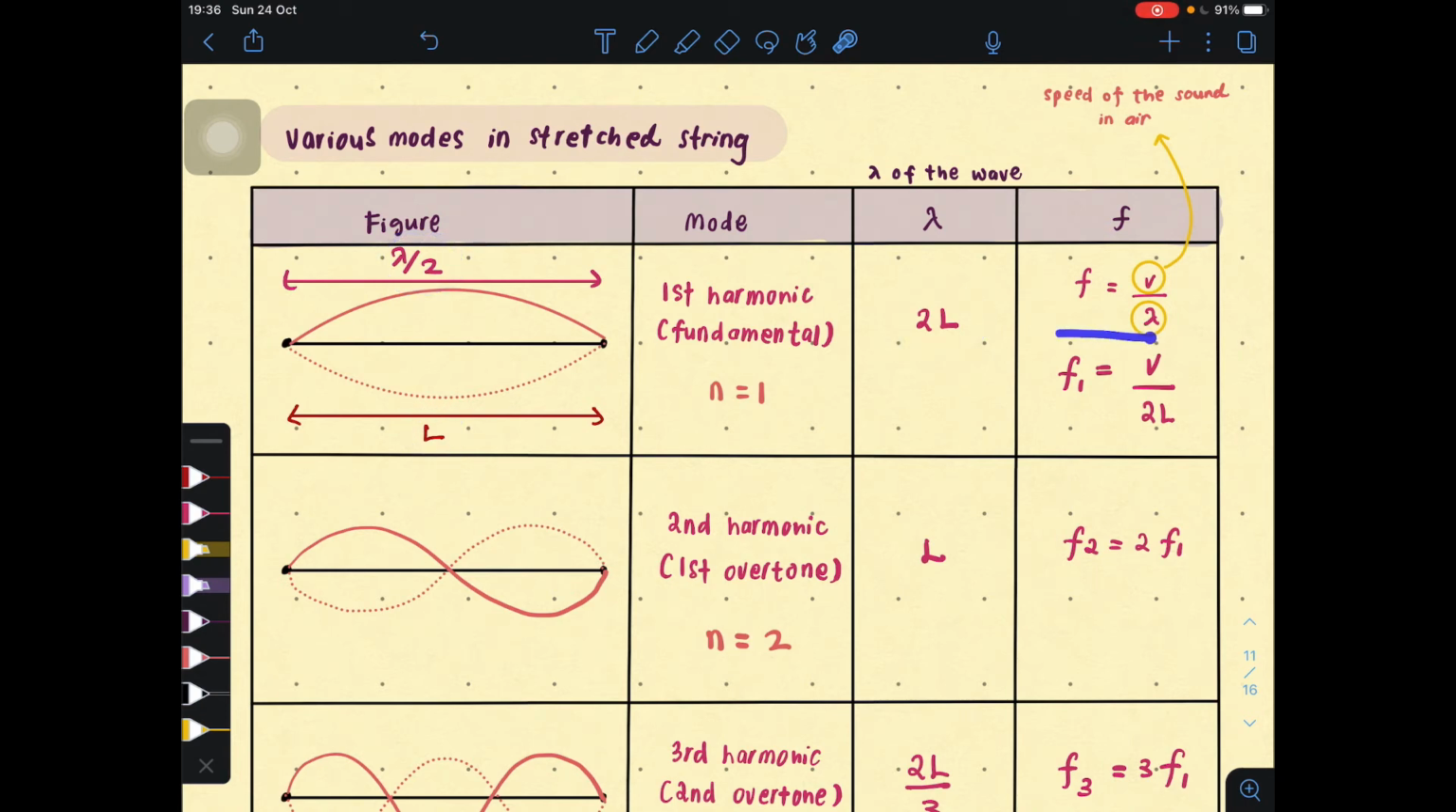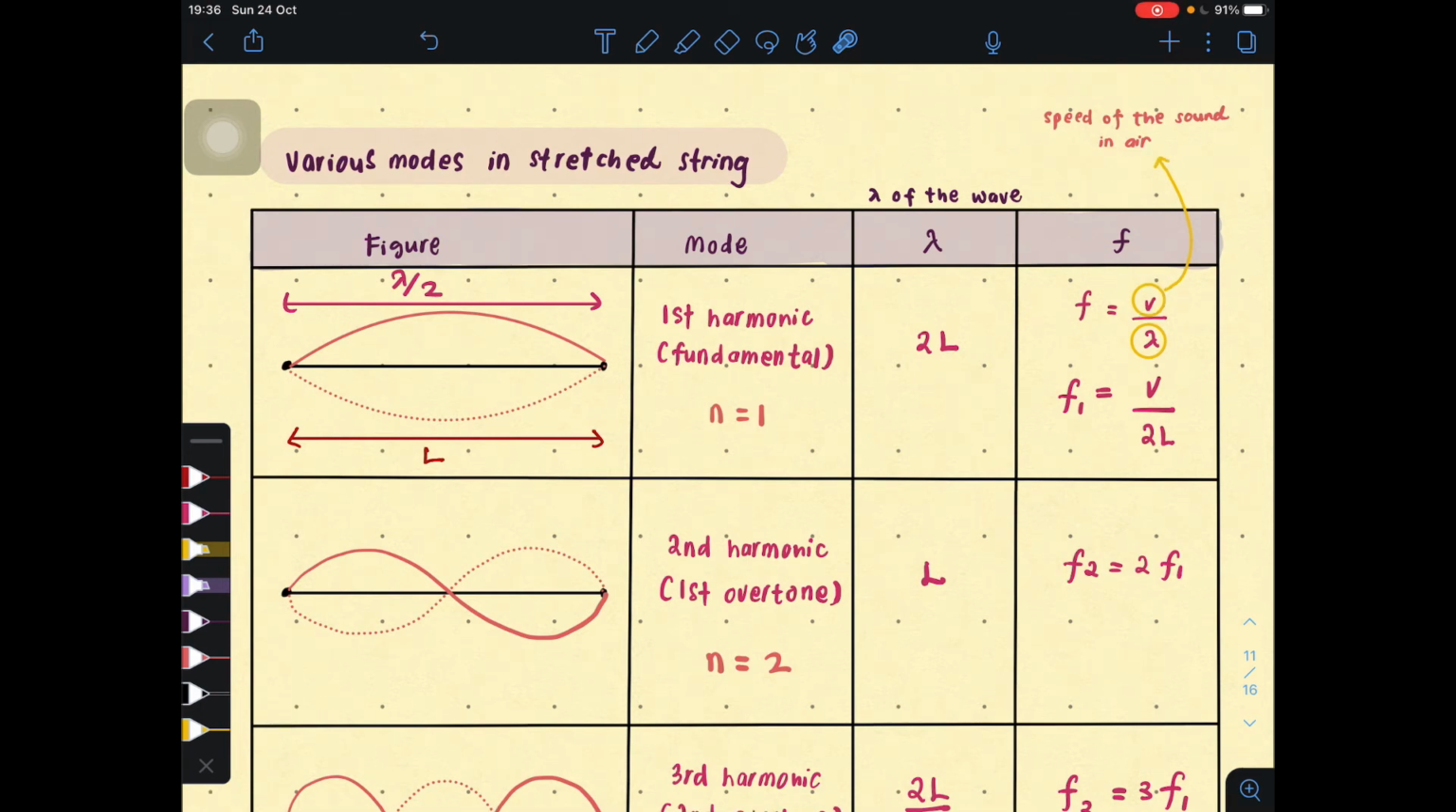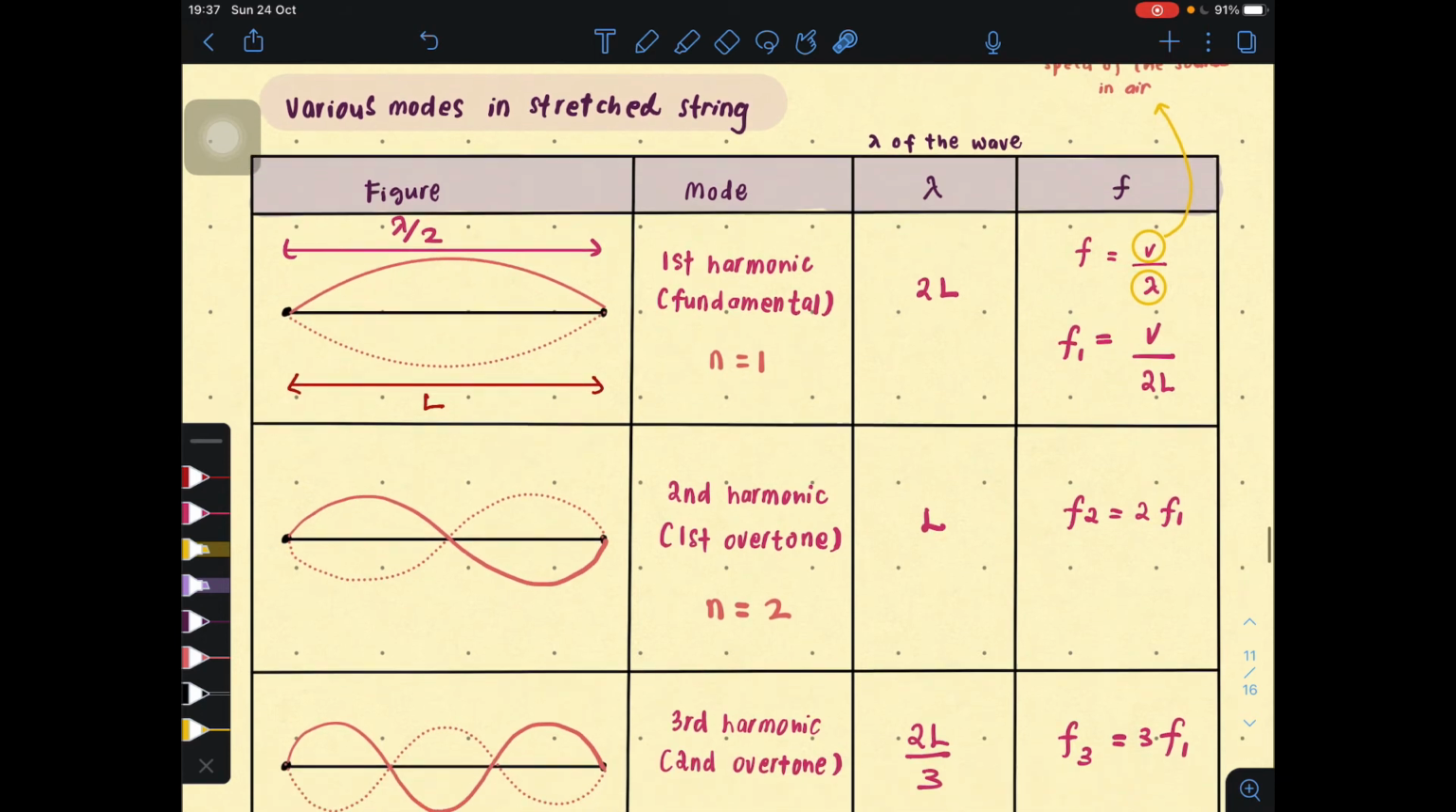And frequency is equal to V divided by lambda, where V here is the speed of the sound in the air. It must be the speed of the sound. Or we can say that the frequency for the first harmonic, F1, is equal to V divided by 2L. So 1 here is the value for N. So this is the value for N.